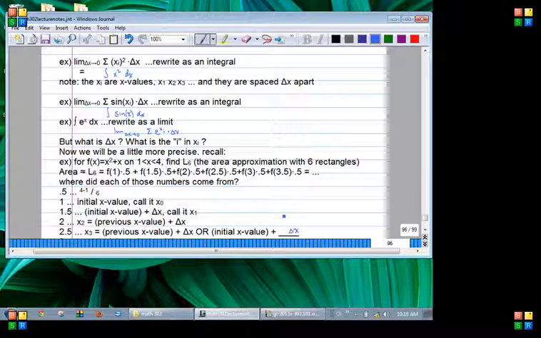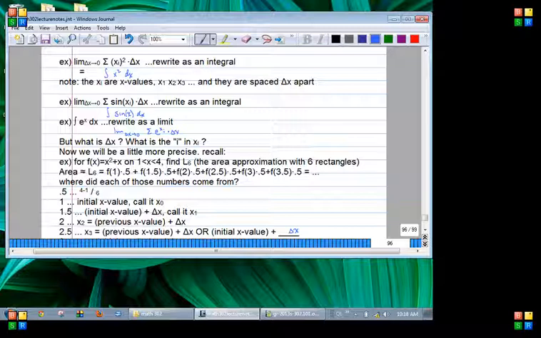Why are you adding delta x? Aren't you supposed to multiply it? We're trying to find, in this case, we're creating the next xi value, x1, x2, x3. So how do you find the next xi value? You keep adding delta x. So at this point, we're at 2.5, which is x3. So we have to keep adding delta x.